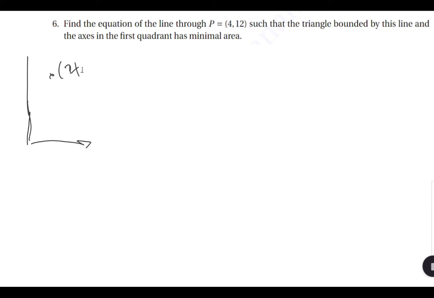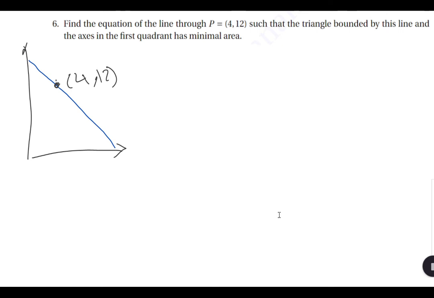So there is a point (4, 12) in the first quadrant, and we want to draw a line through that point. Well, I messed up my point a little bit, so I'm going to put the point a little bit further that way. It's just a picture, right? And so now through that point I want to find the slope of the line, so that this triangle that is formed right there has the smallest area.